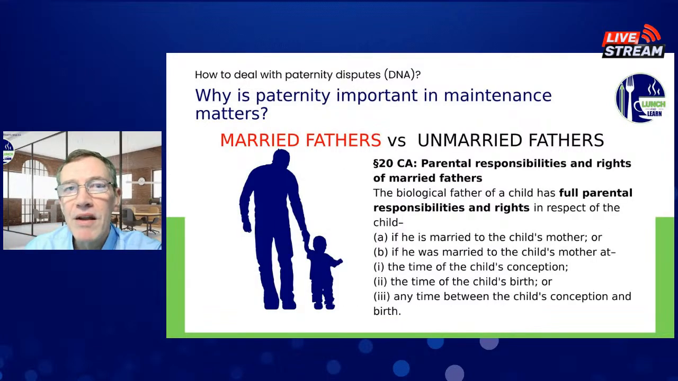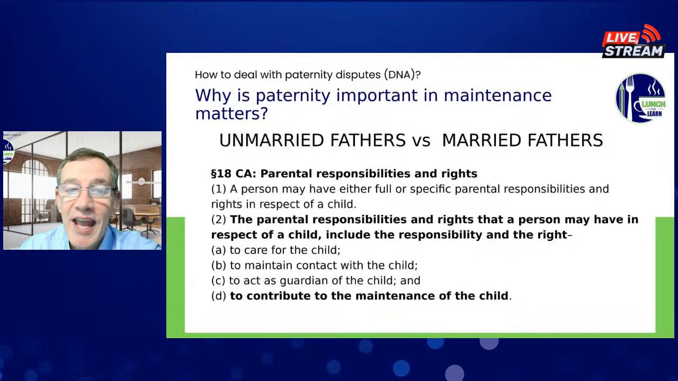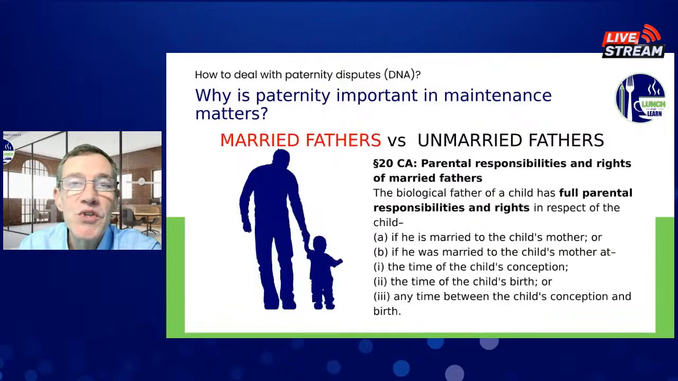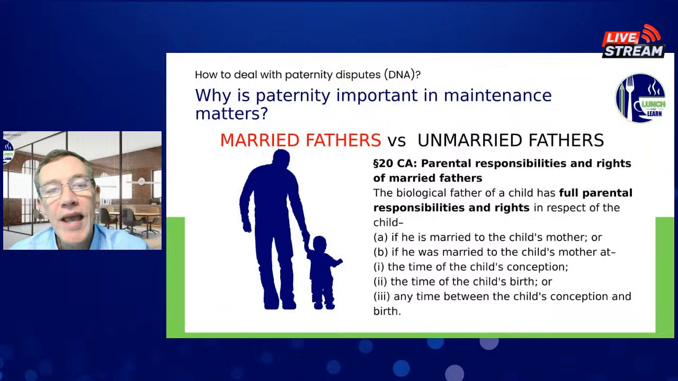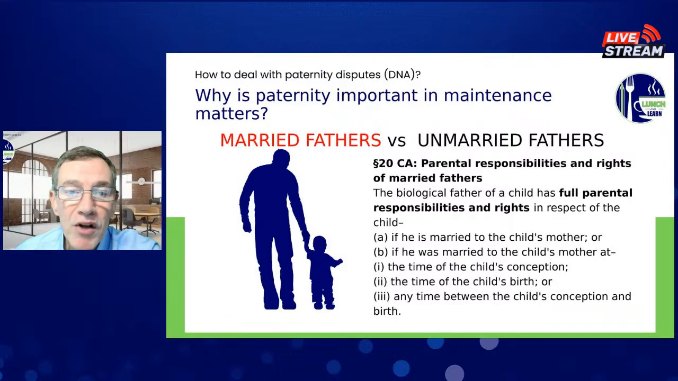If we look at married fathers, remember we said that the parental responsibilities and rights include the care, the contact, to act as a guardian, as well as the payment of maintenance, like we saw in the previous slide. So when we turn to married fathers, we look at Section 20 that deals specifically with the parental responsibilities and rights with regards to married fathers. Now, a biological father of a child that is married to the biological mother has full parental responsibilities and rights.